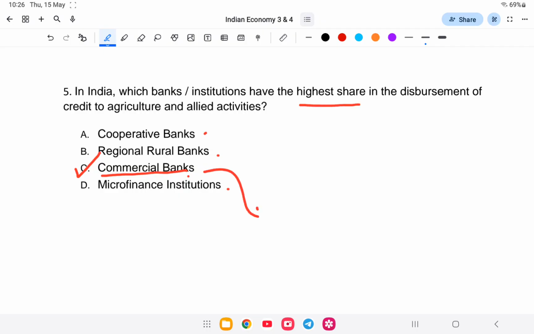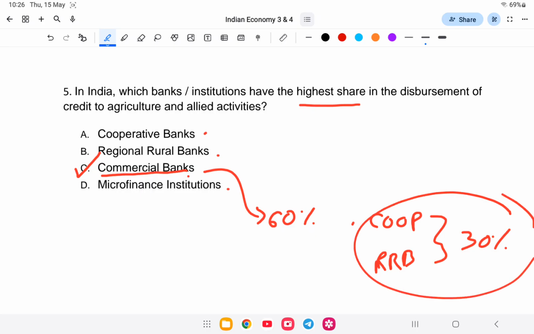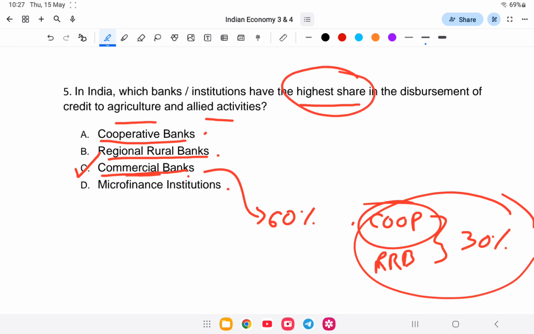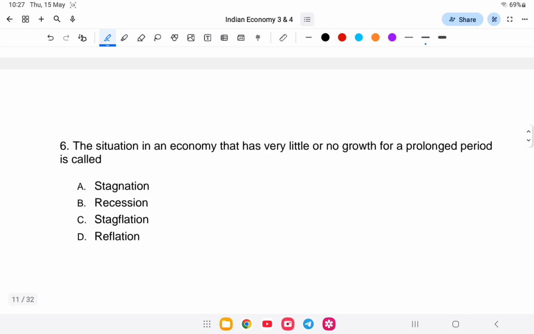Commercial banks give nearly 60% of the loans. Cooperative banks and regional rural banks give around 30% of the loans at most. They are also giving loans. It's not that cooperative banks or regional rural banks do not promote agriculture, but their share is less as compared to commercial banks. Commercial banks are the highest in giving loans for agricultural and allied activities.